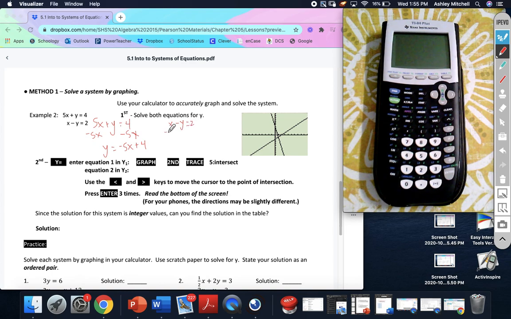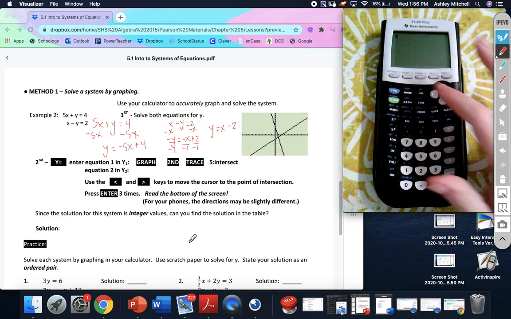We're going to subtract x from both sides, and we get negative y equals negative x plus 2. We're going to divide by negative 1 to get rid of that negative sign, and we get y equals x minus 2. Alright, so now that we've got this part done, we can go ahead and move over to the calculator.